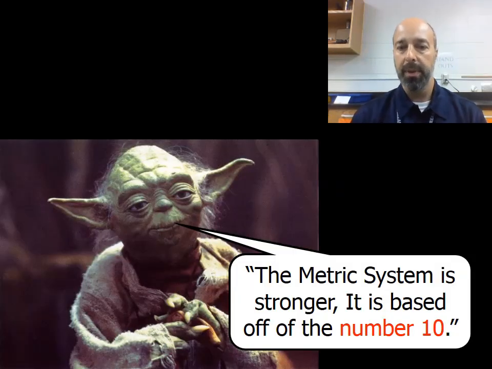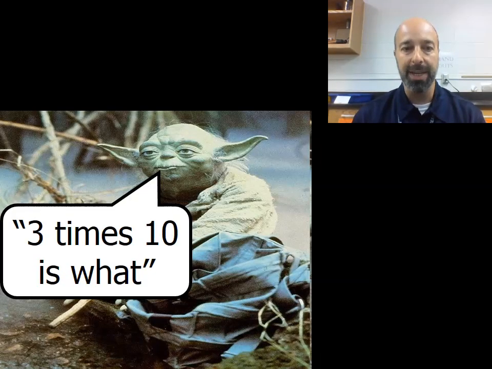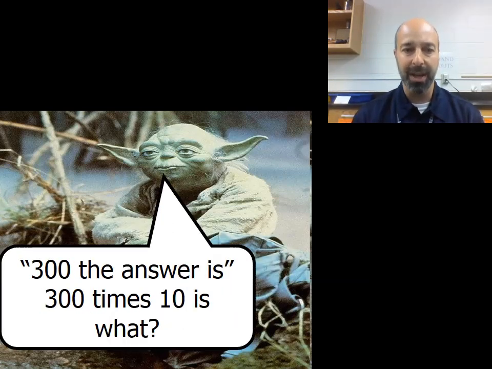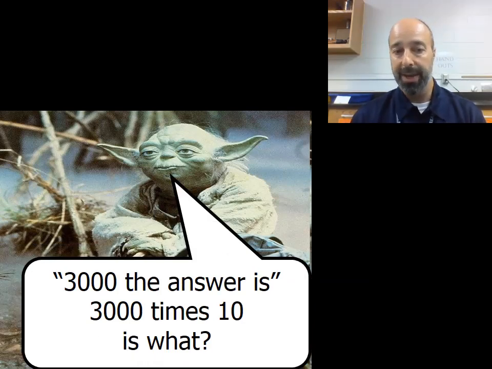But, oh, hey Yoda, metric system is stronger because it's based on the number 10. Oh, okay, I get it. So yeah, 10s are kind of easy, right? Yeah, 3 times 10 is 30, right? Okay, 30 times 10, that's 300, right? And 300 times 10, that's 3,000. Okay, I get it, I get it.